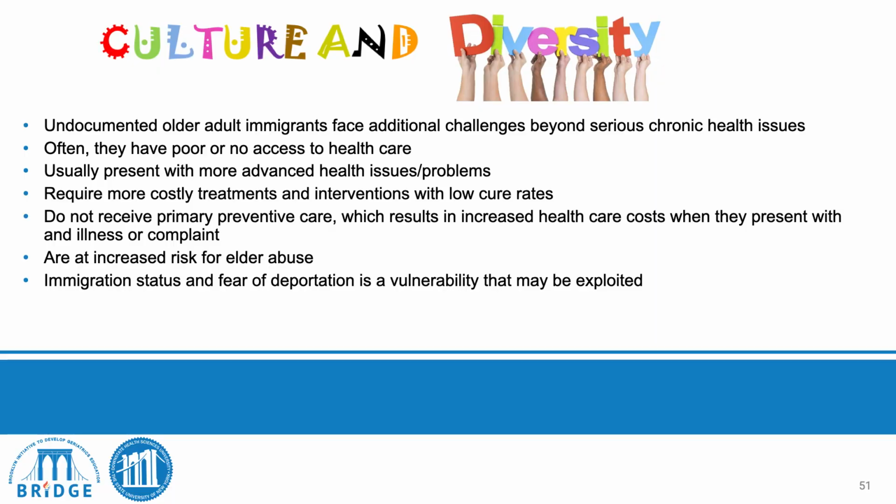They are at increased risk for elder abuse just because of the stress in the family, again, the psychosocial stressors at home or what may be happening in their home or who they're living with. And immigration status and fear of deportation is a vulnerability that may be exploited. So there are persons in the community, in their neighborhoods, who, because they're immigrants, will tell them that if they don't do something, or don't pay so much, then they will be reported or deported, and so they're at risk of being abused that way.